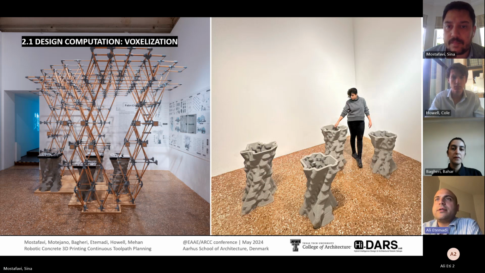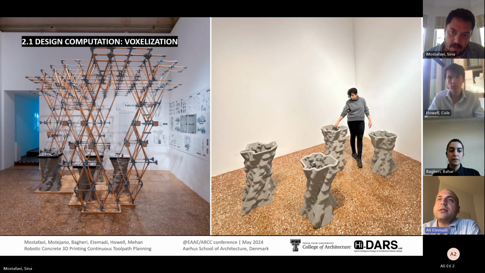Moving toward the second category of toolpath planning, here we present the design and production of pedestal systems using a voxel-based approach in toolpath design. In this project, we explore voxelization, which is fundamental to our approach in robotic concrete 3D printing. Voxelization translates complex geometrical data into a grid of 3D pixels, or voxels. This method receives any closed 3D geometry and translates it into voxel-based output for continuous 3D printing.